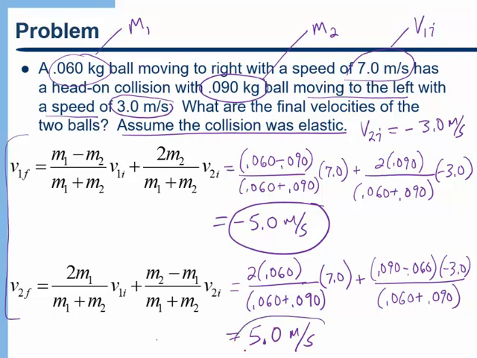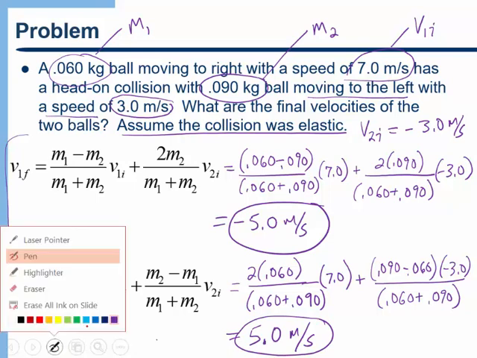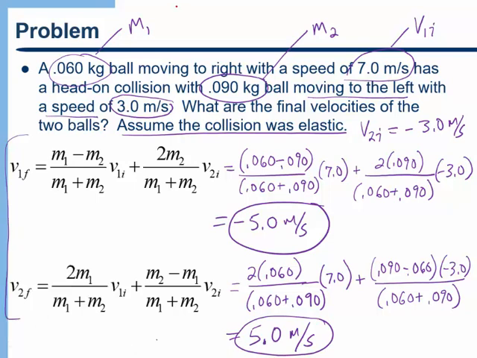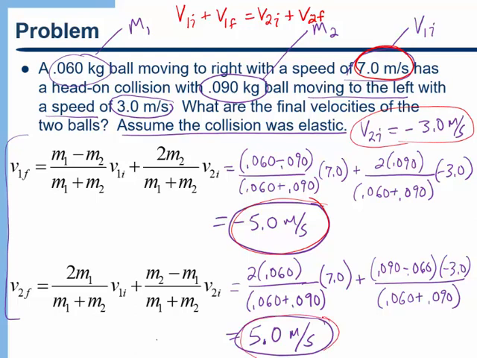Now, by the way, there's a check that you can do to make sure that this makes sense. Remember that we said in a one-dimensional elastic collision, it always has to be true that v1 initial plus v1 final is equal to v2 initial plus v2 final. So you can check and make sure that that's true. If I take 7 minus 5, I get 2. And if I take minus 3 plus 5, I also get 2. And so that's a check that we can do to see that we got the problem right.